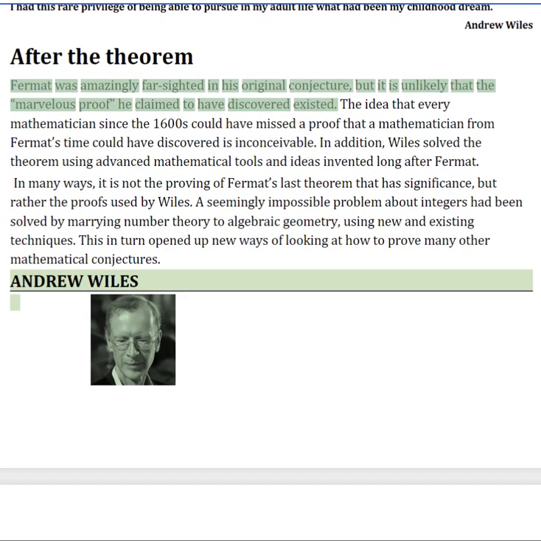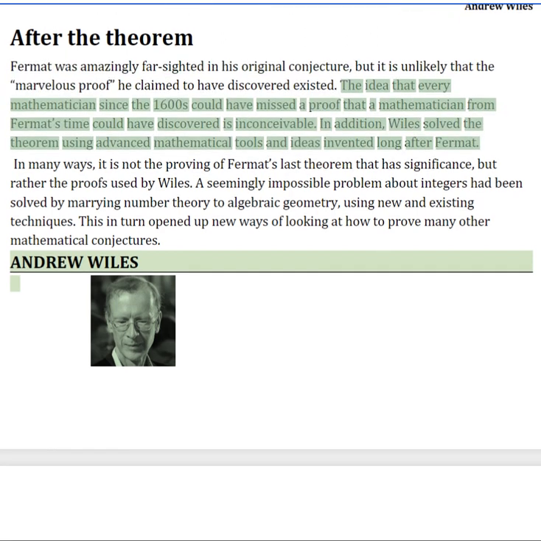Fermat was amazingly far-sighted in his original conjecture, but it is unlikely that the marvelous proof he claimed to have discovered existed. The idea that every mathematician since the 1600s could have missed a proof that a mathematician from Fermat's time could have discovered is inconceivable. In addition, Wiles solved the theorem using advanced mathematical tools and ideas invented long after Fermat.